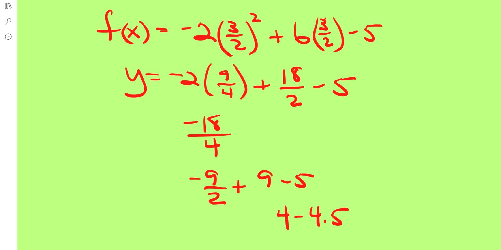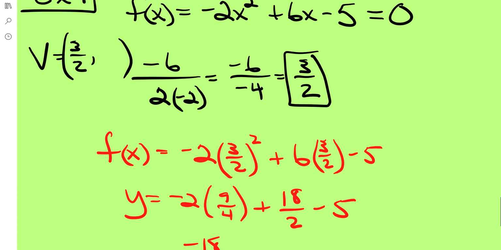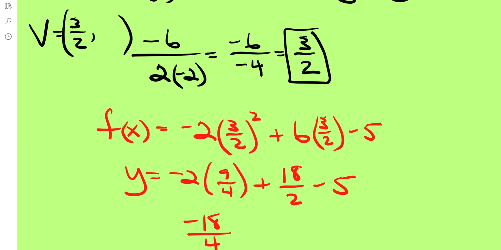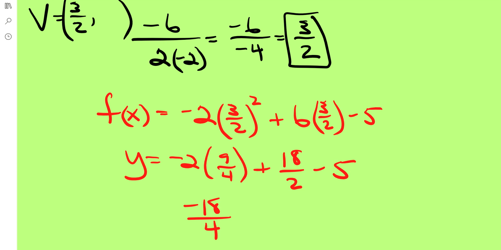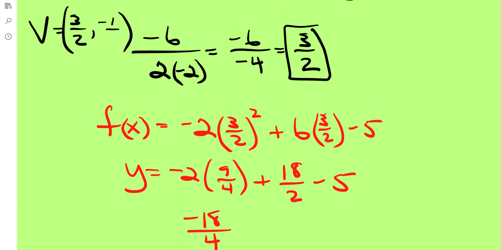9 divided by 2 is 4.5. So I got 4 minus 4.5, which is going to equal negative 0.5. And what is this for? This is all for my y value. Make sure I did that right. Okay, that looks good. And this is what y is going to be. So my vertex here is going to end up 3/2, and this is going to be negative 1/2. Negative 1 over 2. And that's my vertex at this point.